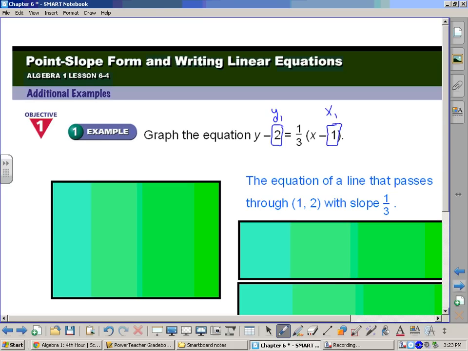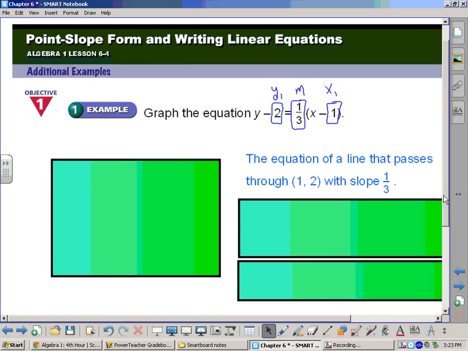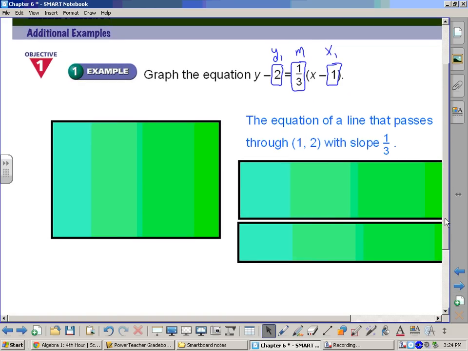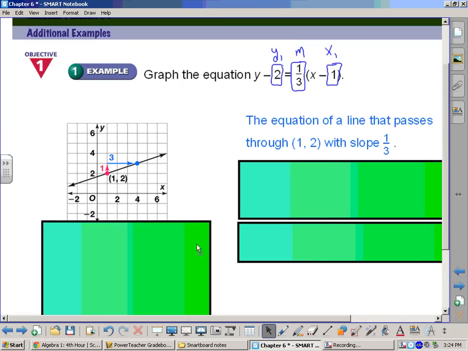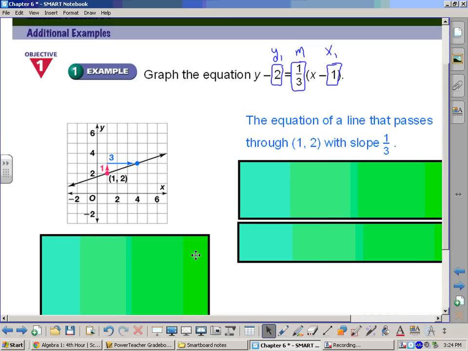1 is in the place of x1, and 1/3 is in the place of m. So we're going to identify the slope to be 1/3 and the given point to be 1, 2. So we just simply graph the point 1, 2, and then from 1, 2, we go up 1 and over 3 to graph the slope.